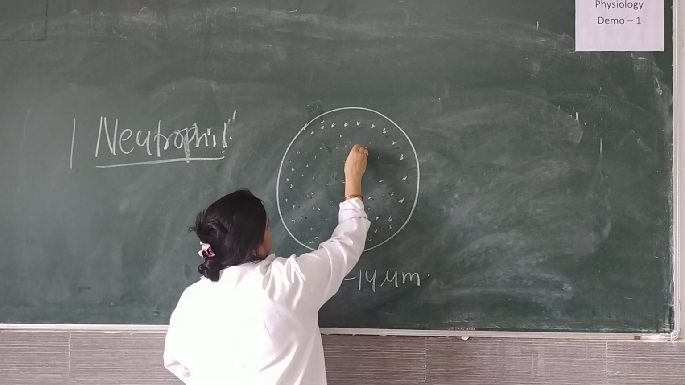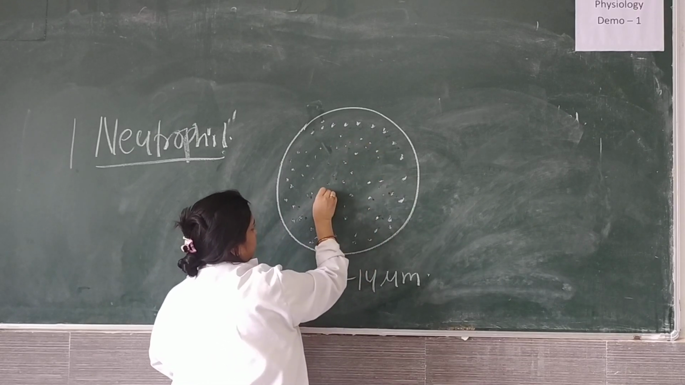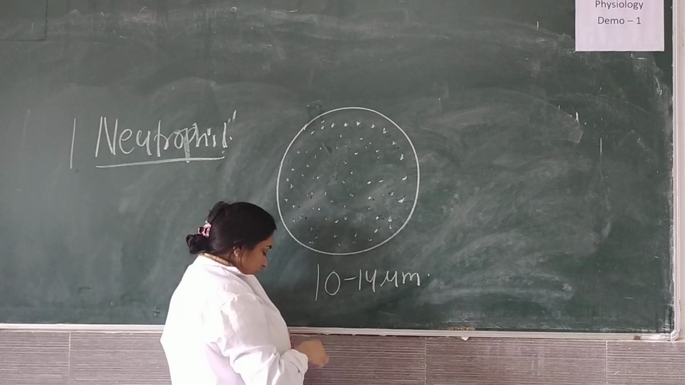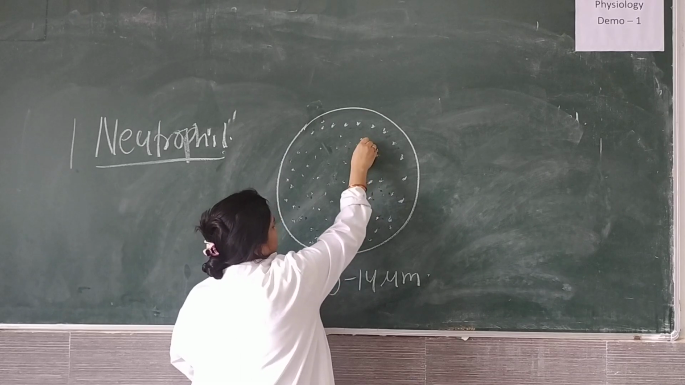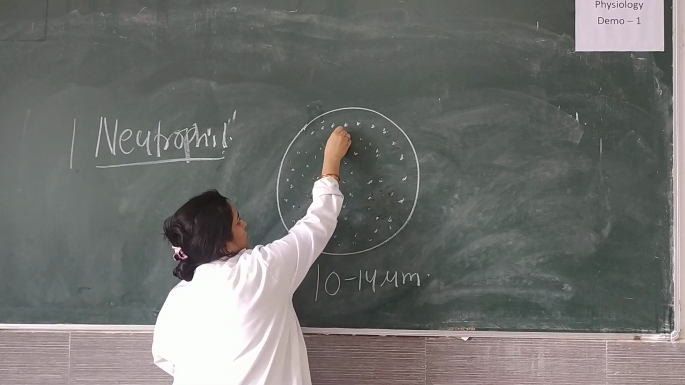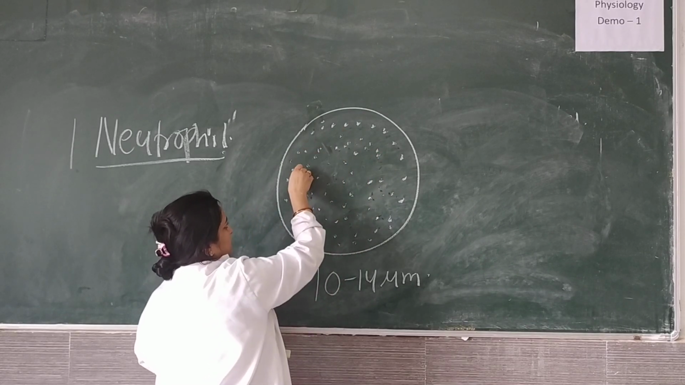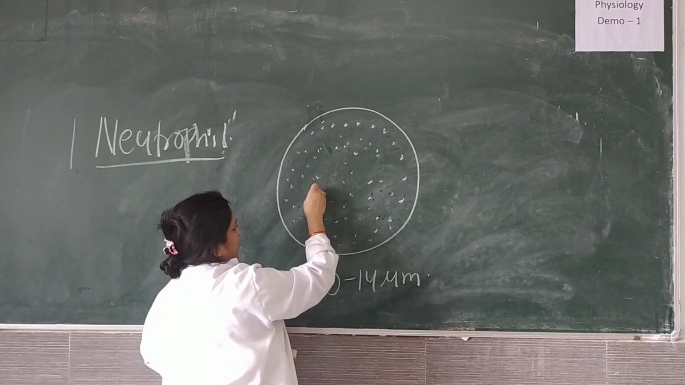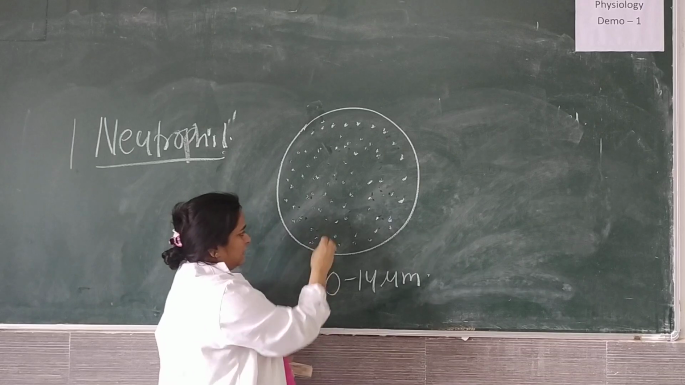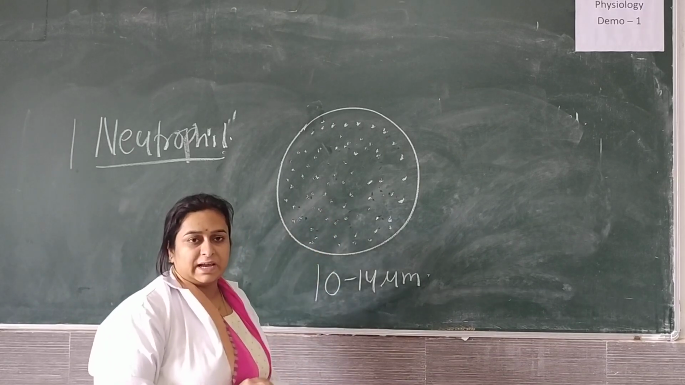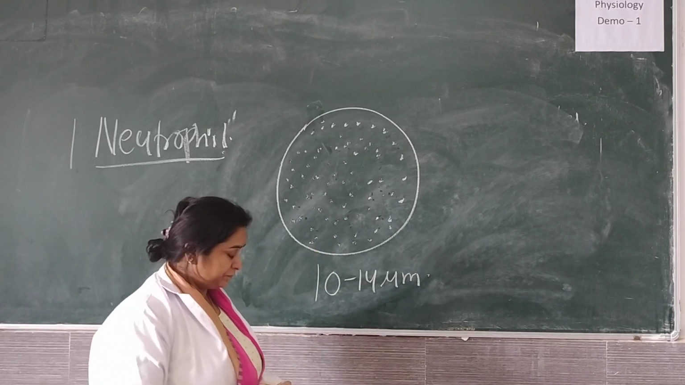So the granules are fine pinpoint granules which take both the acidic stain and the basic stain, and under the microscope they will appear in violet and purple color.